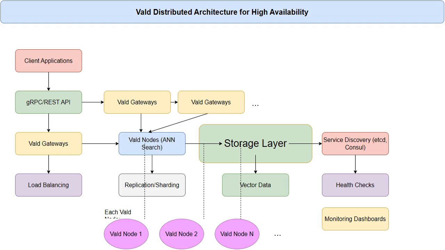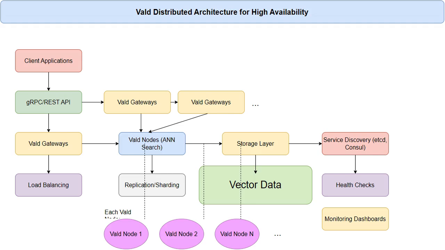The storage layer represents the underlying storage mechanism used by Vald to persist the vector data. This could be a variety of storage systems, ranging from local disks to distributed file systems or cloud-based storage services. The choice of storage layer impacts the system's scalability, durability, and cost.